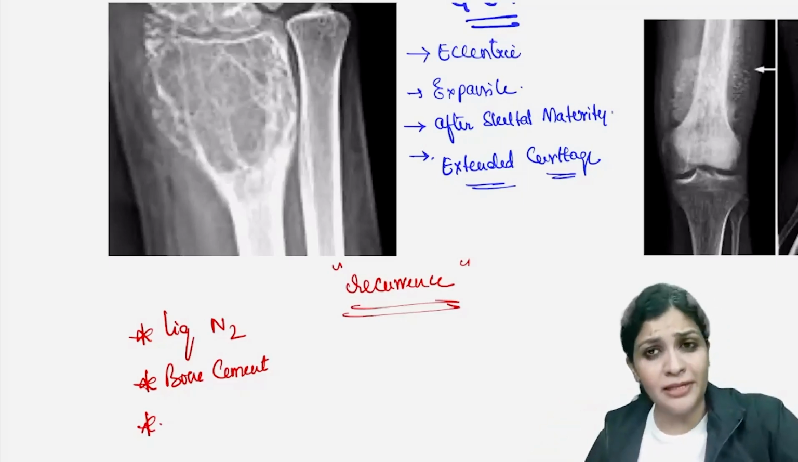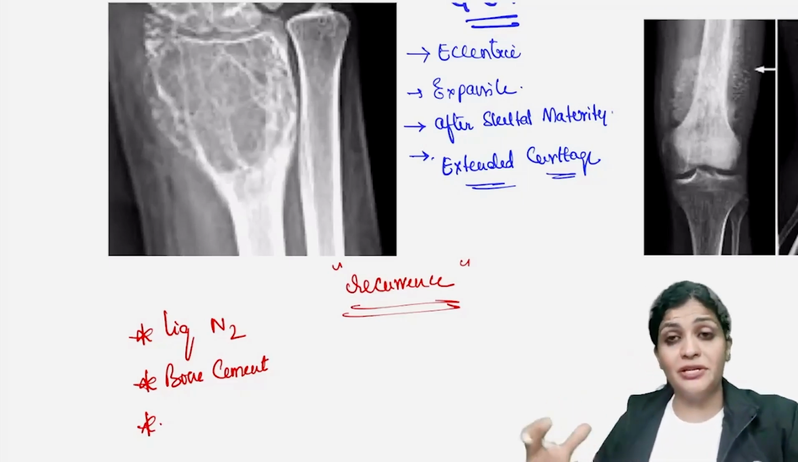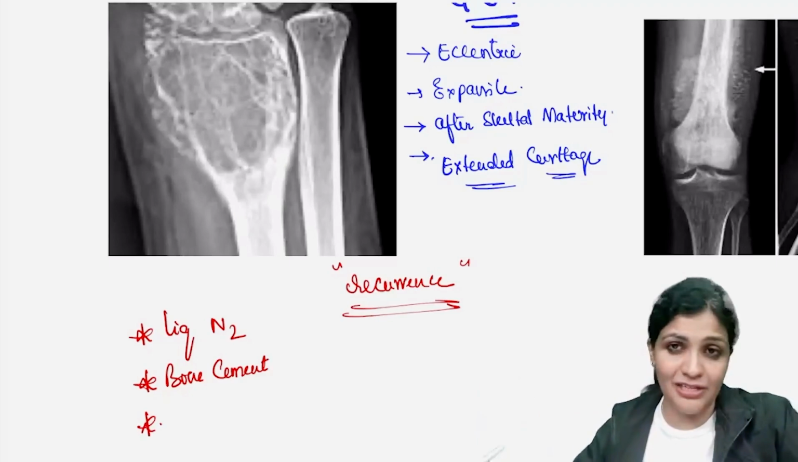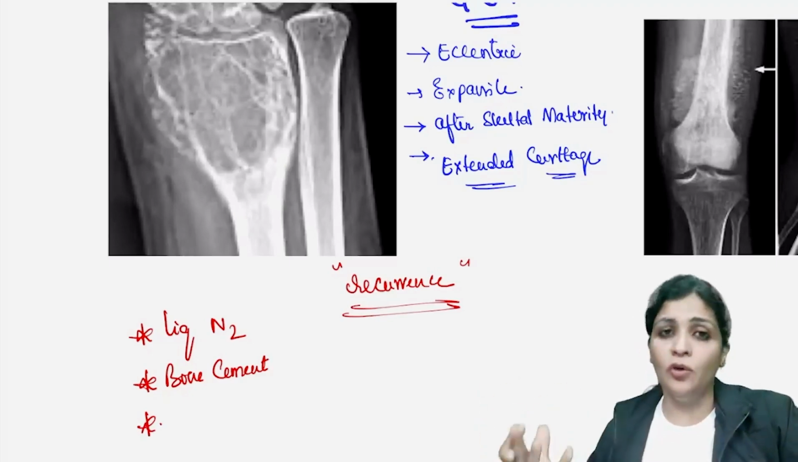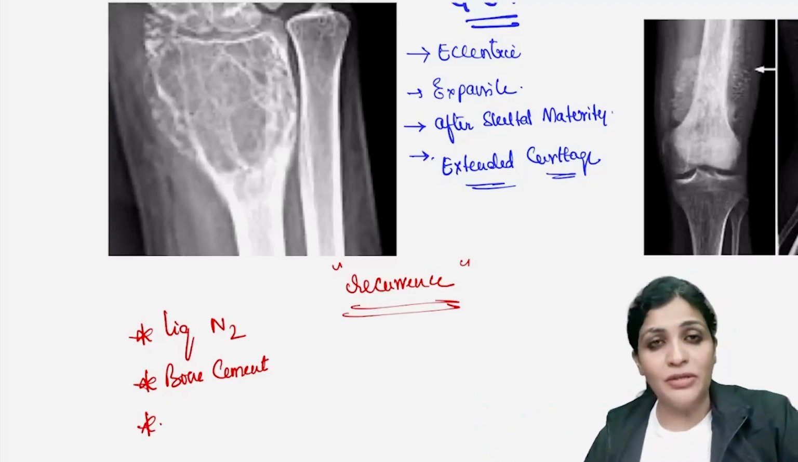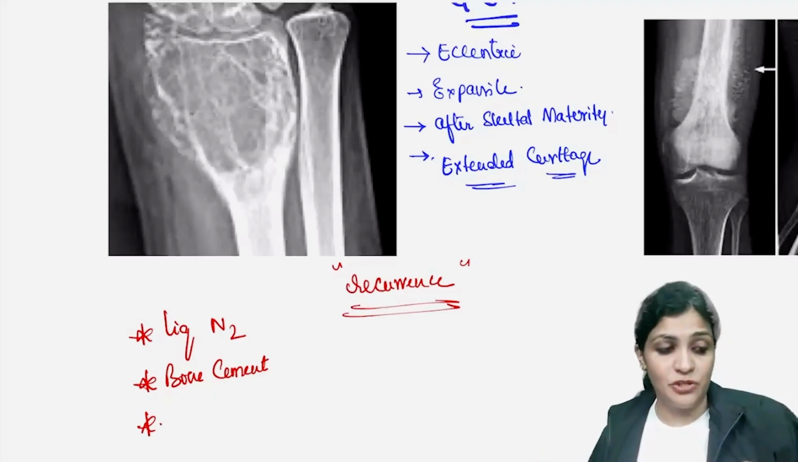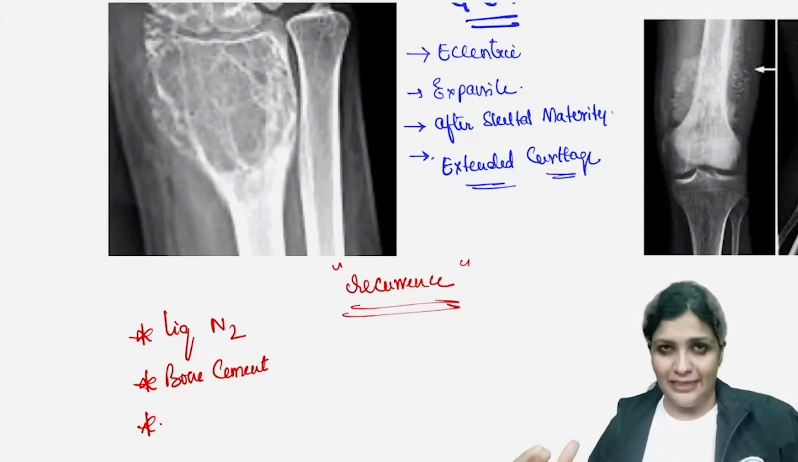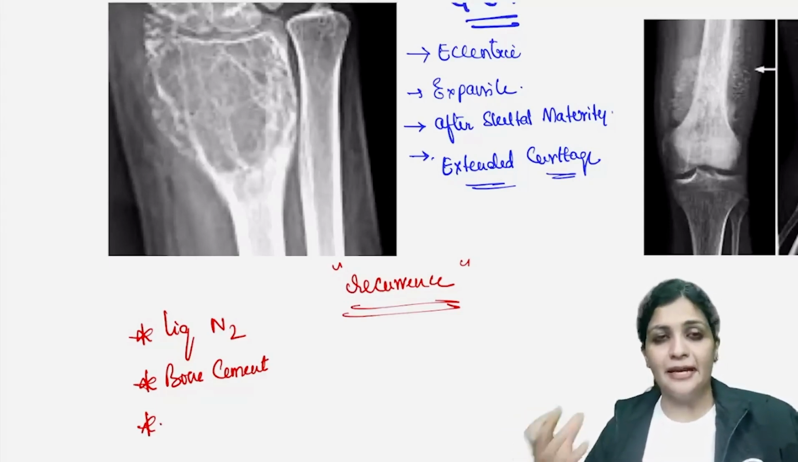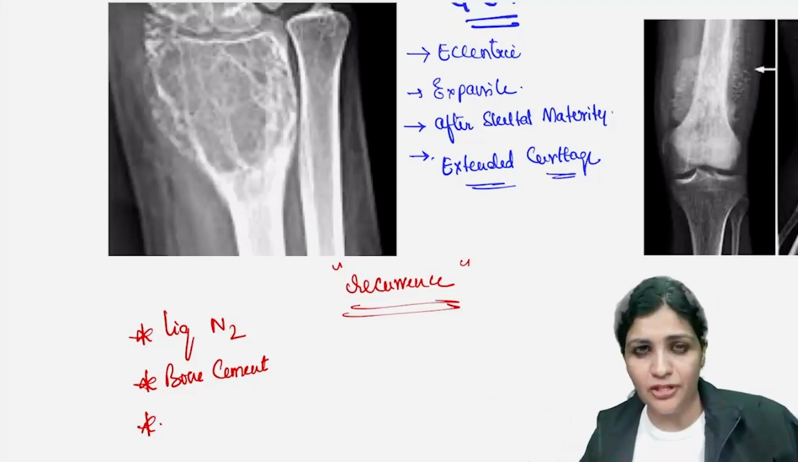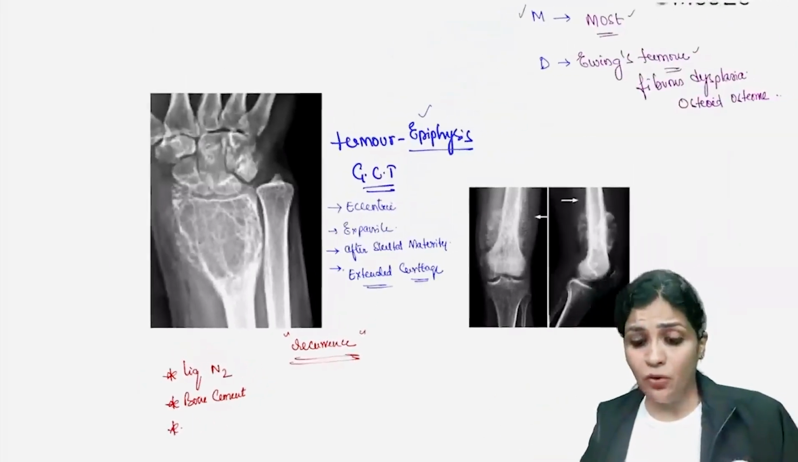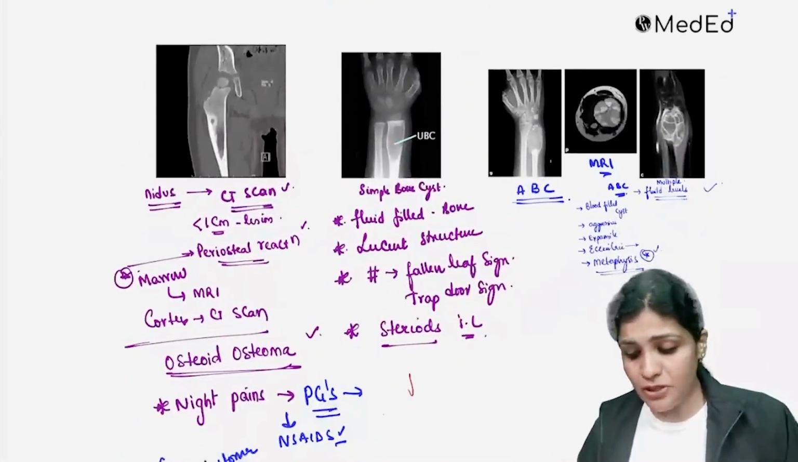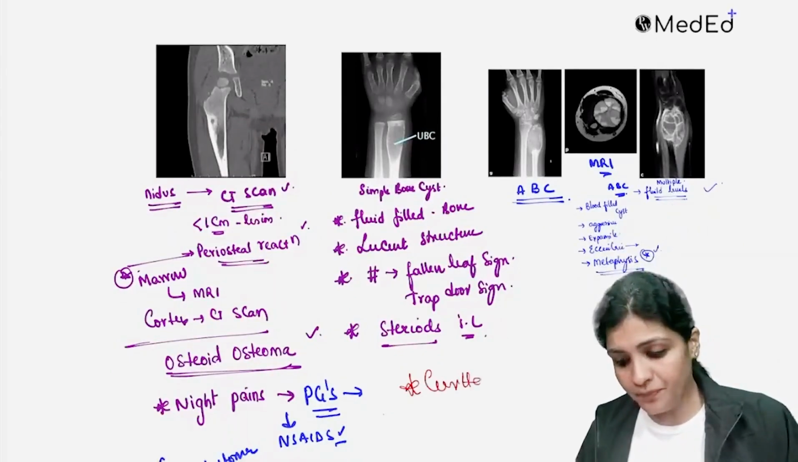So why do we do this? We do this because the tumor cells which we can't reach in certain areas will also die. So liquid nitrogen and bone cement are the adjuvants which we use for the extended curettage. Whenever you put these things, it is called an extended curettage. Normal simple curettage you can go for in a simple bone cyst. Simple bone cyst also you can treat with curettage, right?